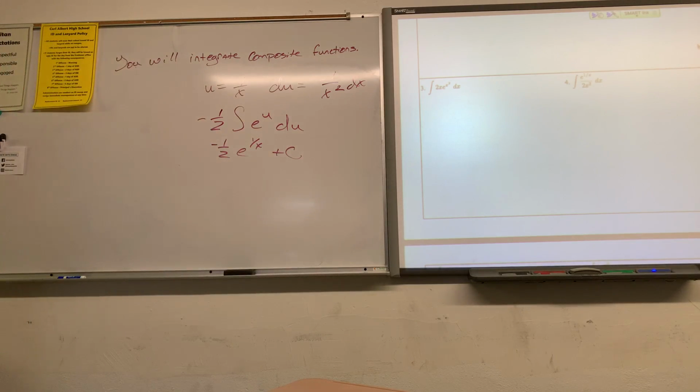Would the negative 1 just go to the outside since it's 2x squared on the bottom? Yeah. So I move the 2 out. I move the negative out.